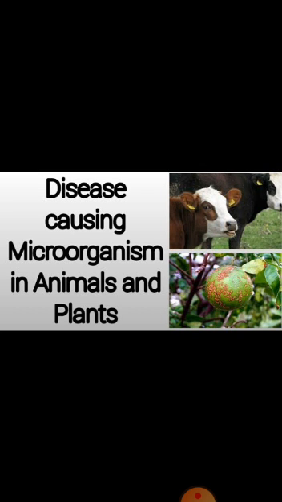Now, we will learn about plant diseases. Diseases like citrus canker in citrus fruits is caused by bacteria. Rust of wheat is caused by fungus, etc. So, by this we can say that microorganisms cause diseases in human beings, animals and plants as well. The next topic is food poisoning.